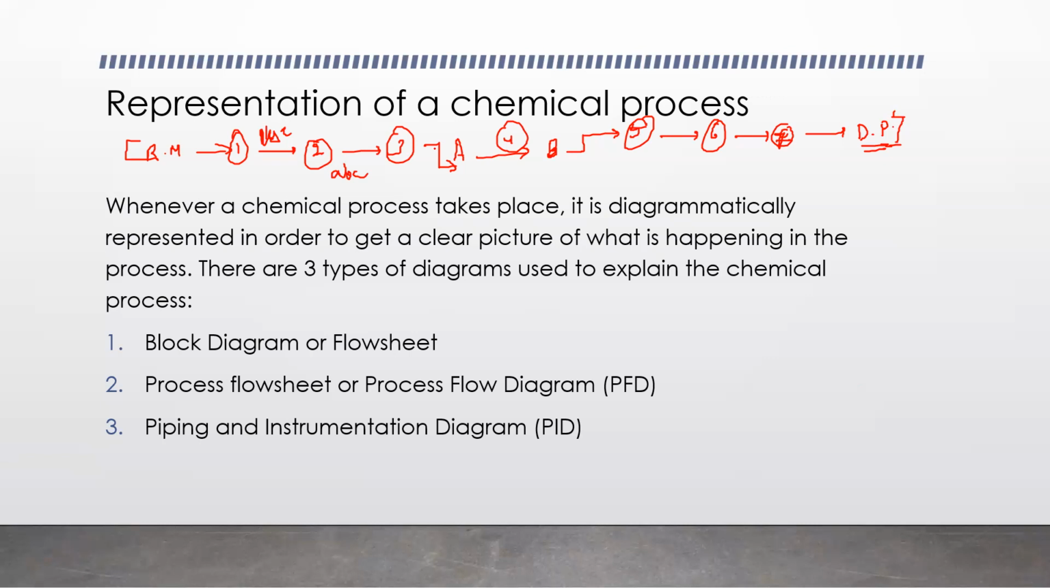So there are 3 types of diagrams. These diagrams are also known as flow sheets. There are 3 types of flow sheets or flow diagrams that are used to represent a particular chemical process. All right. So the first diagram is known as a block diagram or simply a flow sheet. The second diagram is known as a process flow sheet or a process flow diagram, PFD. And the third diagram is known as piping and instrumentation diagram or a PID.